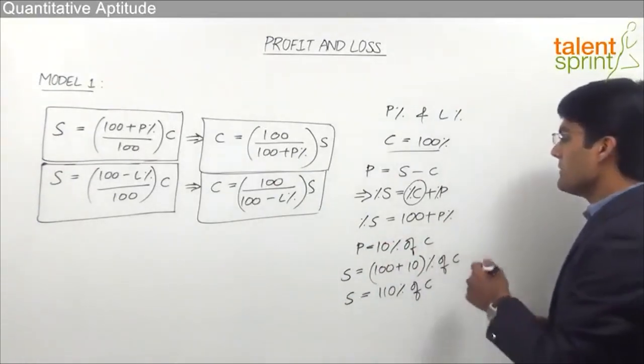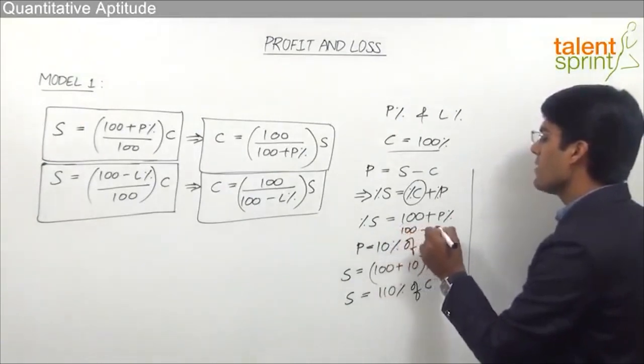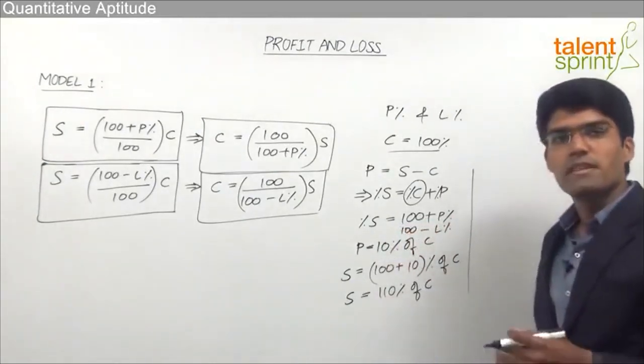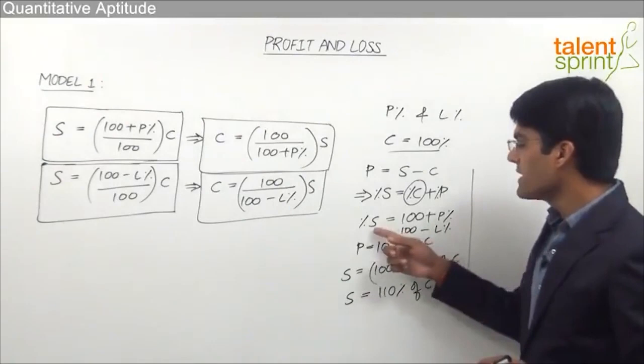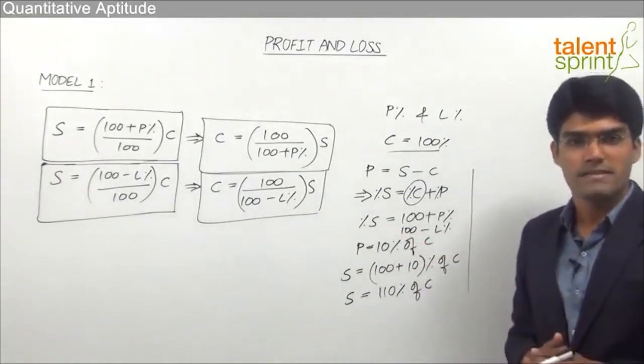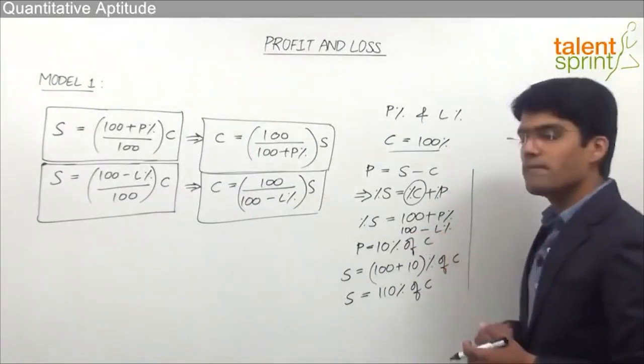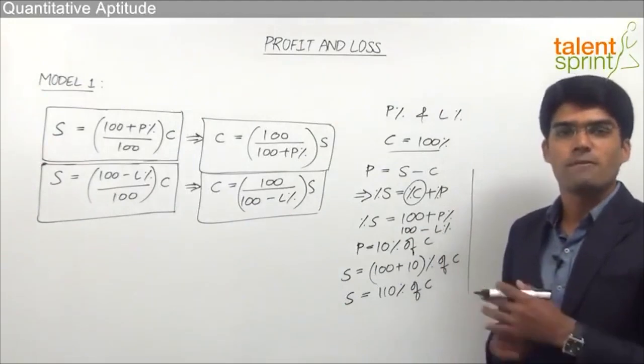And accordingly, if there is a loss, then the selling price can be taken as 100 minus the loss percentage. For example, if there is a loss of 10%, then the selling price will be 100 minus 10%, that is 90% of cost price. If there is a loss of 15%, then the selling price would be 100 minus 15, that is 85% of cost price.